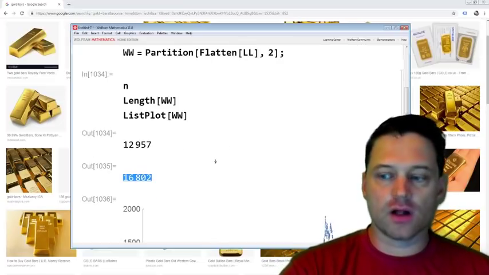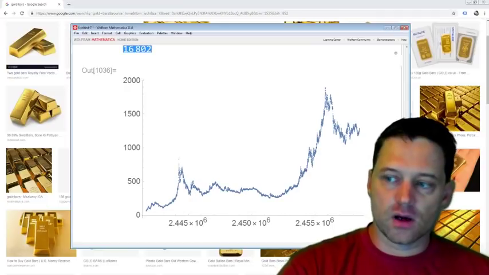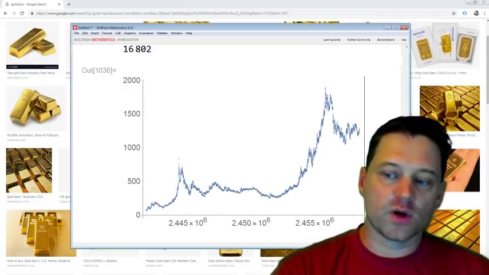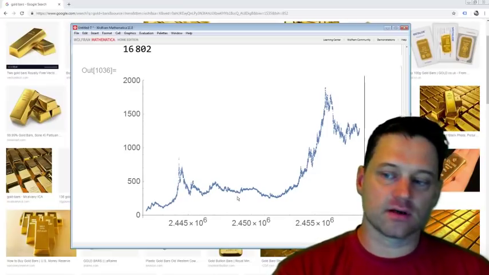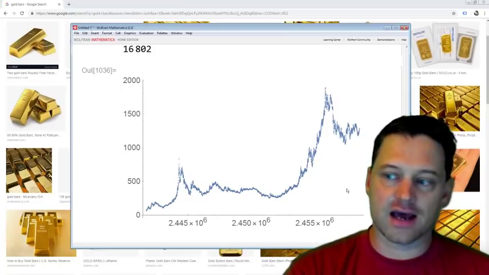Now let's look at our plot. This looks a lot like the other plot, except now we simply have some extra points filling in the gaps. So we filled in the weekends and everything else that was missing in that data.